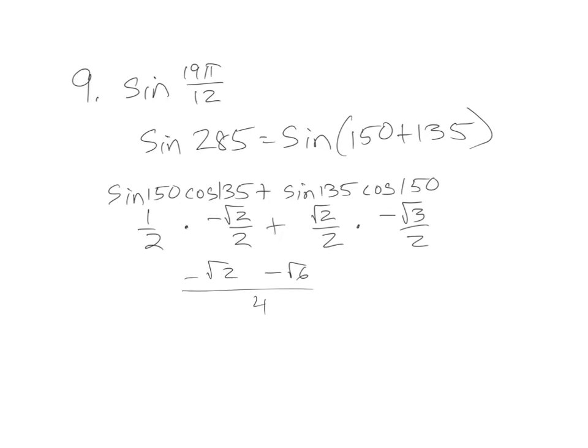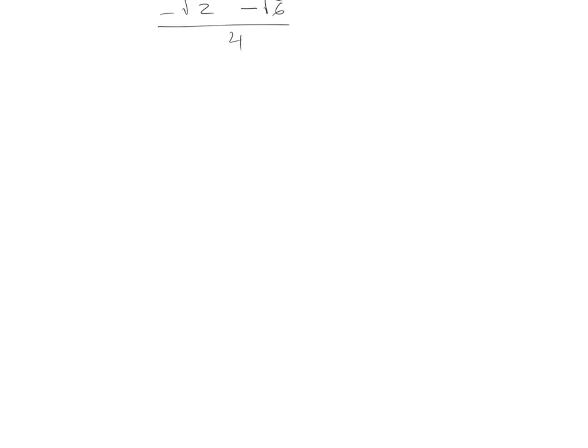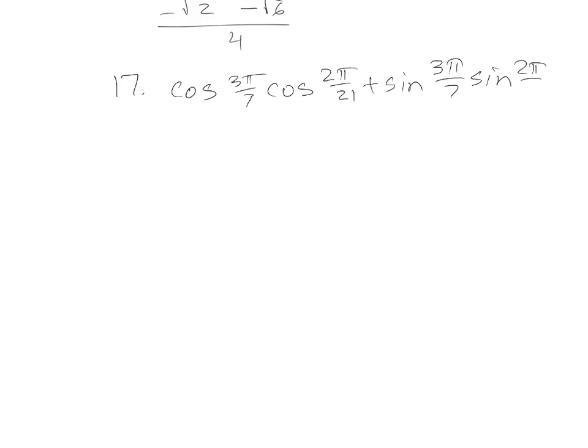All right. Next question. Number 17. Working these backwards, cosine of 3 pi over 7 cosine of 2 pi over 21 plus the sine of 3 pi over 7 times the sine of 2 pi over 21.